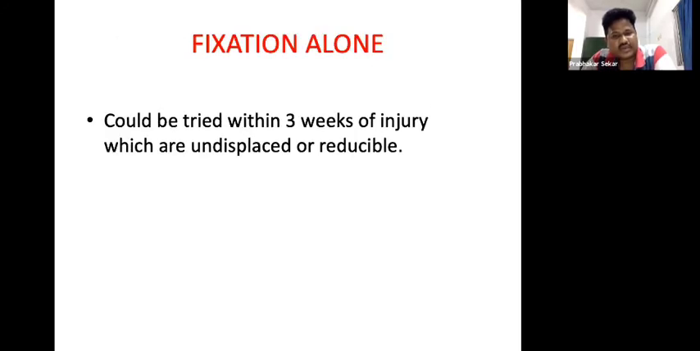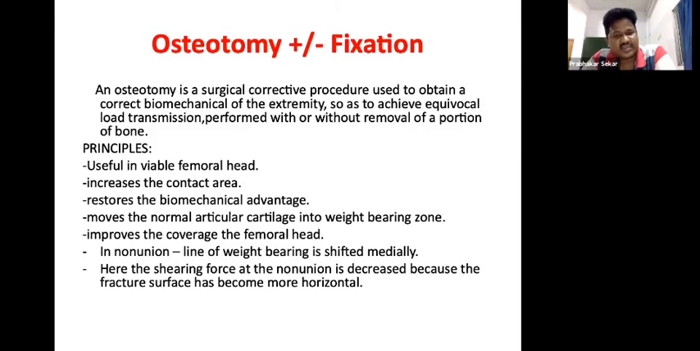So fixation alone is tried if the fracture occurs within 3 weeks of injury, in undisplaced or reducible fractures. Then osteotomy is an option. It's a surgical procedure used to obtain a correct biomechanical alignment of the extremity so as to achieve equal load transmission. Then you have to maintain the mechanical axis. It is performed with or without removal of a portion of the bone.